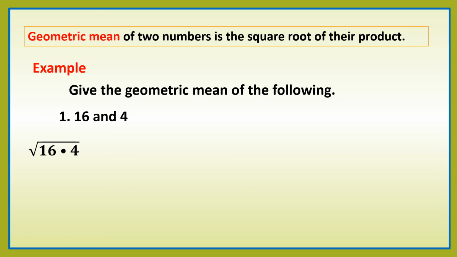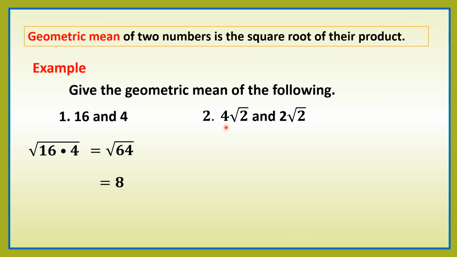So let us write that into radical form. Square root of 16 times 4. That is equal to the square root of 64. And 64 is a perfect square. Therefore, the square root of 64 is 8. This is the geometric mean.